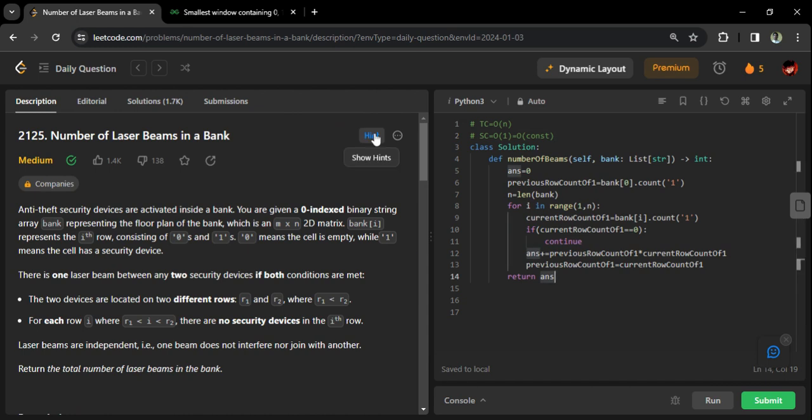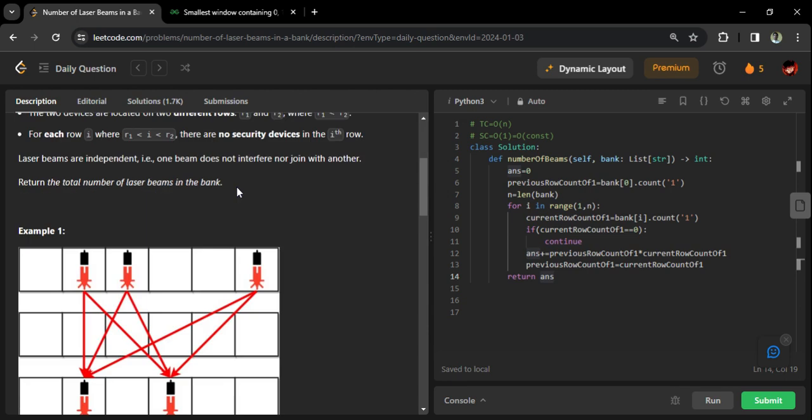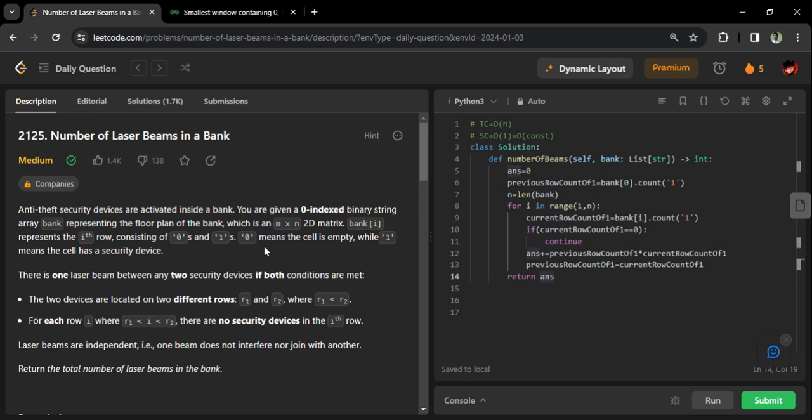You can also see in Leetcode, you also have some hints, by the way. You can go through them, and if you go through the hints, you will get to know that they are trying to say, if you have the integer array where each element is the number of security devices on each row, how you can solve it. So basically they're indicating towards storing the number of devices in each row in a separate array. But I am not in favor of that, because we can reduce the space complexity. We don't have to create an array again to store everything. That's what I wanted to say.